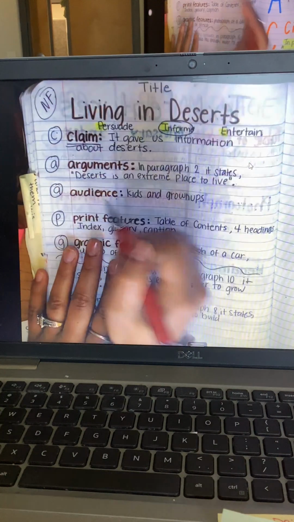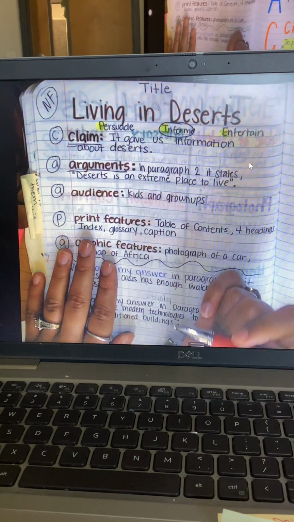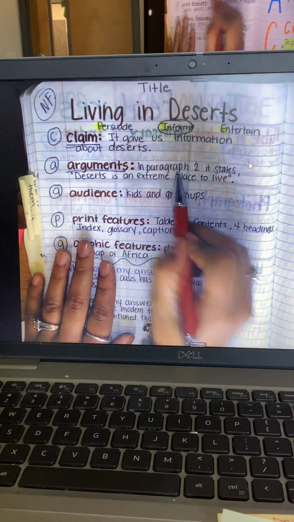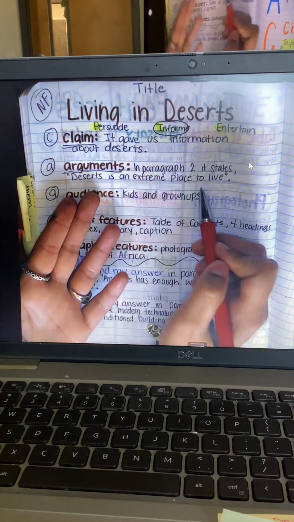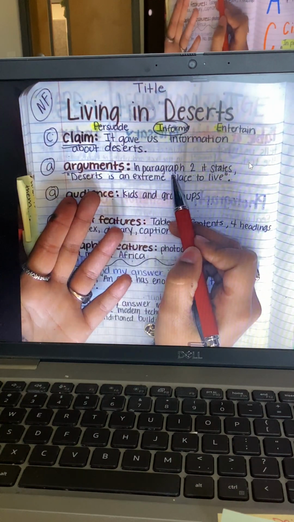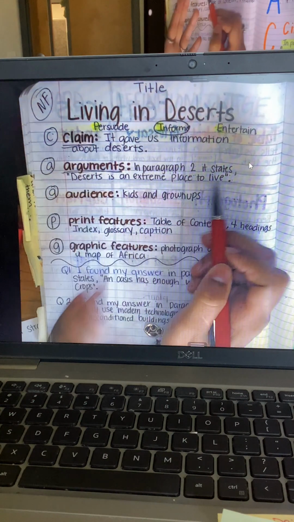Now, how do you know? What are the arguments? How do you know that they're doing this? Well, because in paragraph 2, it states deserts is an extreme place to live. They're giving me information about deserts, right? Right off the bat in the very beginning. They're telling me what they're doing. In paragraph 2, it states deserts is an extreme place to live.